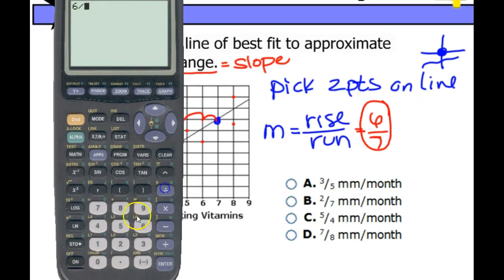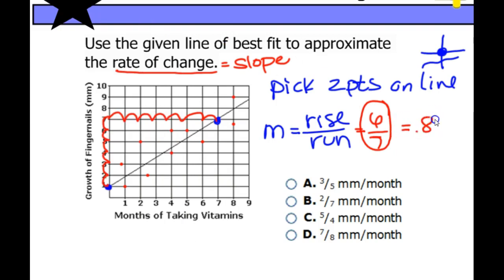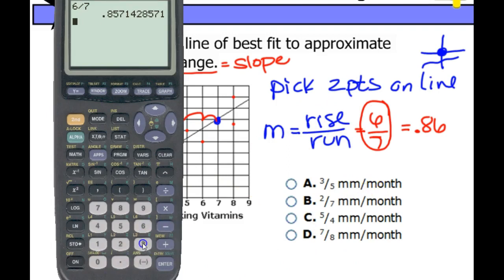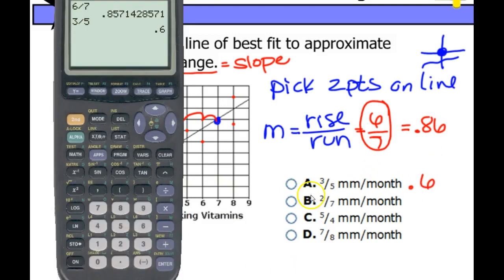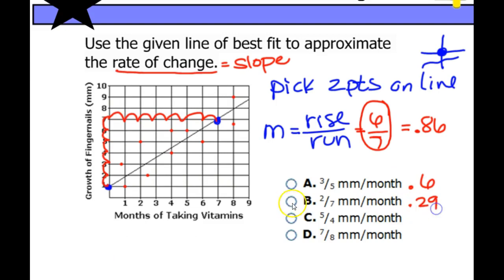So 6/7 as a decimal is a slope of about 0.85, or if we round it, 0.86. 86 hundredths. So if I type in these other ones, we need to figure out which one's going to be the closest to the slope I found. So first I'm going to start with 3/5. 3 divided by 5 is 0.6. Okay, not bad. Let's see if we can get any closer. 2 divided by 7 is going to give me 0.29 if I round. So right away that one's going to be out because it's not even close to 0.86.